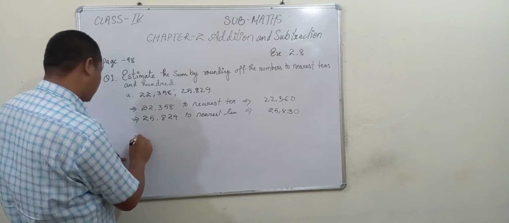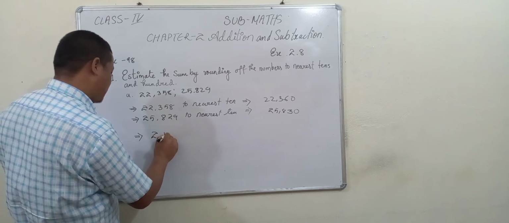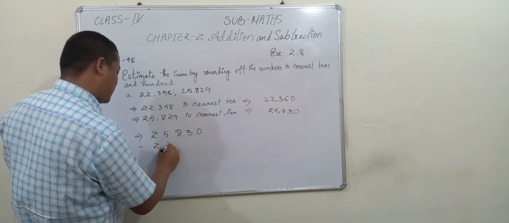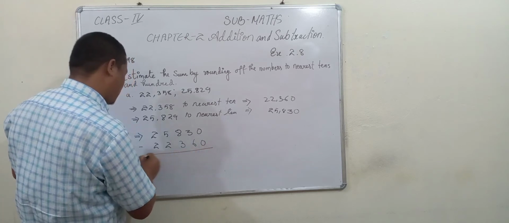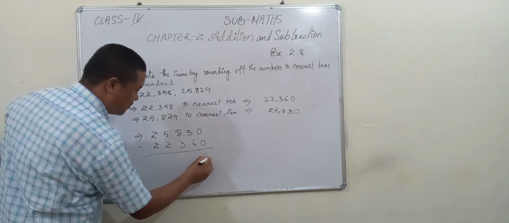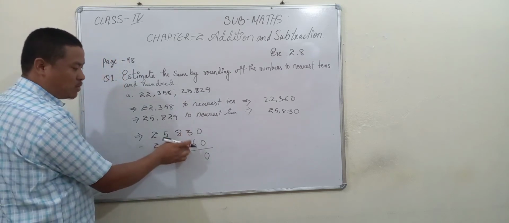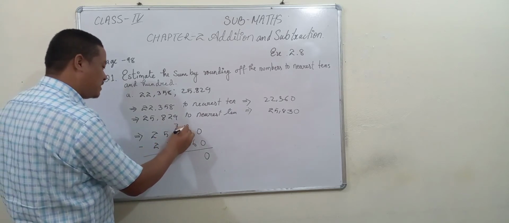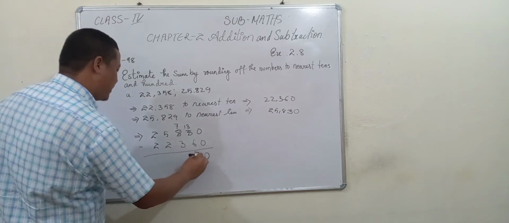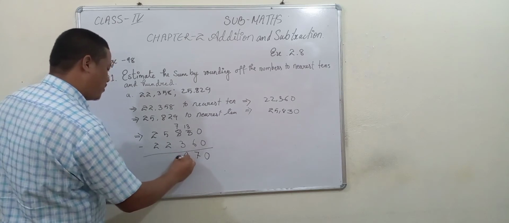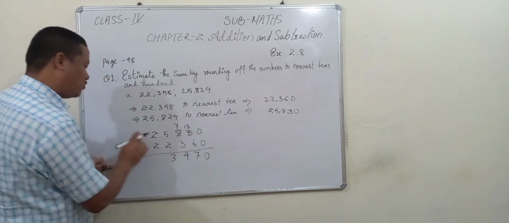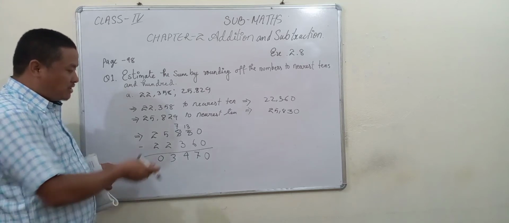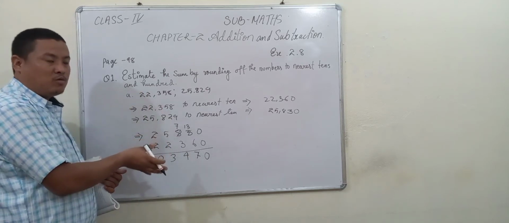Now subtract 25,830 minus 22,360. 0 minus 0, you will get 0. 3 minus 6, now 3 is smaller than 6, so we will take 1 from 8, so 8 becomes 7 and this 3 becomes 13. 13 minus 6, you will get 7. 7 minus 3, you will get 4. 5 minus 2, you will get 3. 2 minus 2, 0. So how much did you get? 3,470.